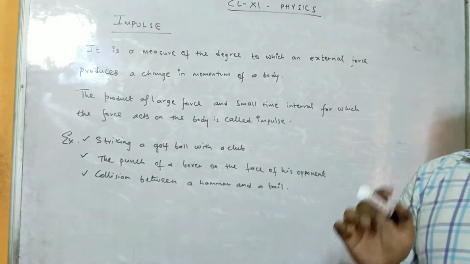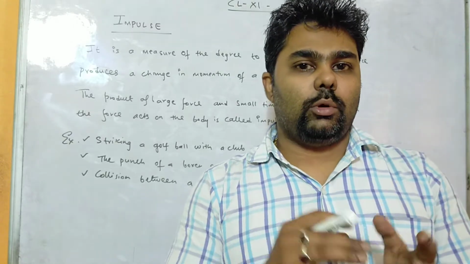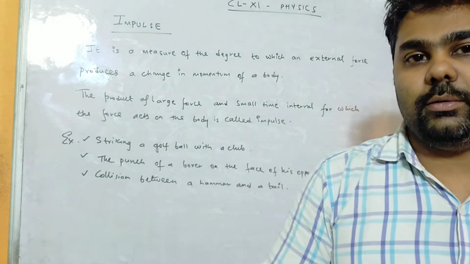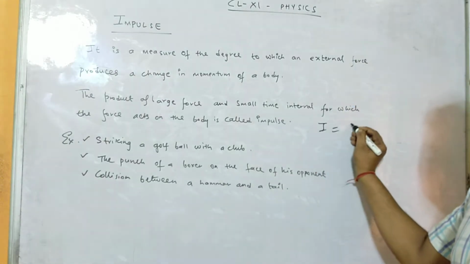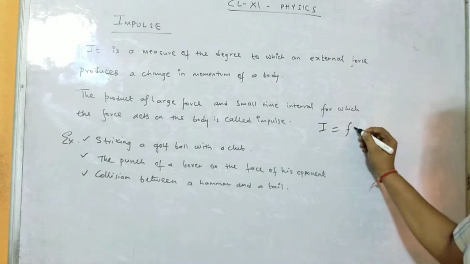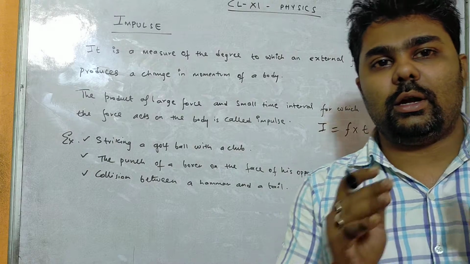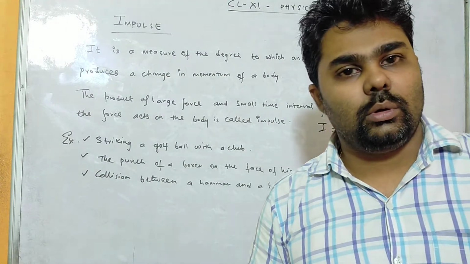on a body. When a large force acts on a body for a small interval of time, we say that a huge impulsive force is acting there, because impulse is given by F into T, that is force into time. If a large force is acting in a small interval of time, then the impulsive force will also be large.